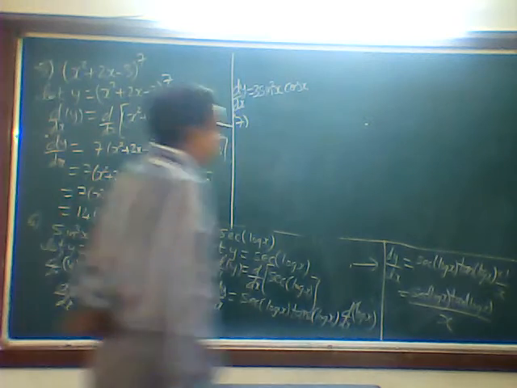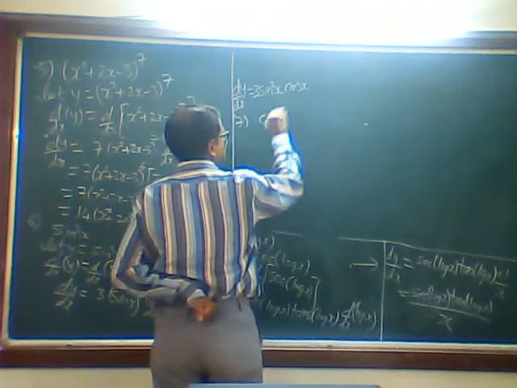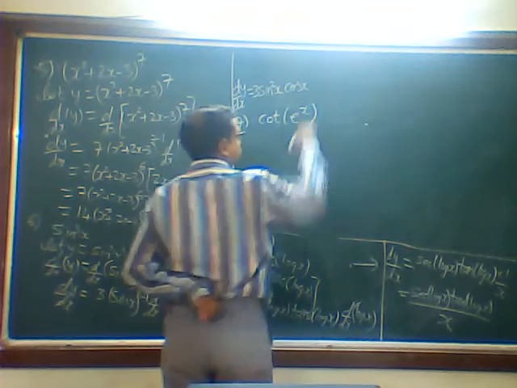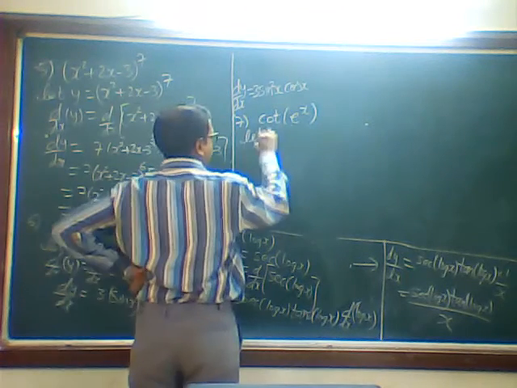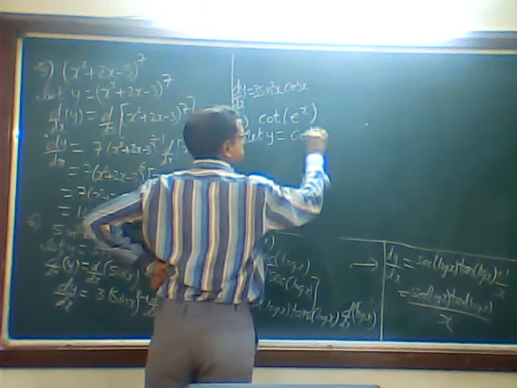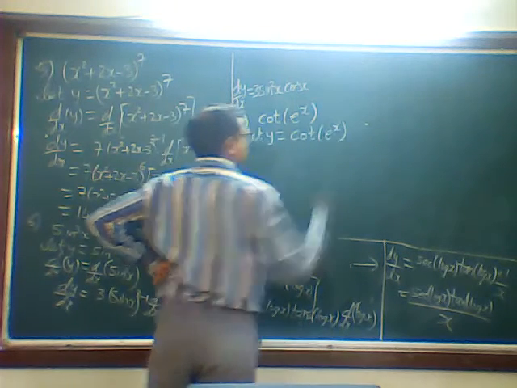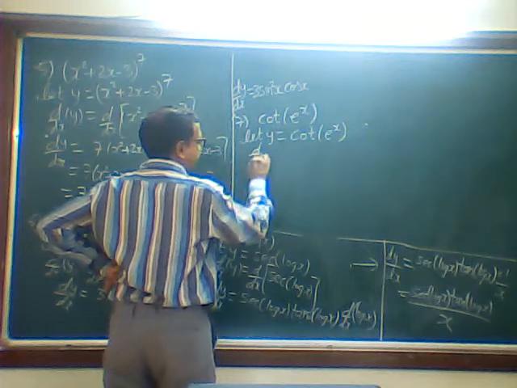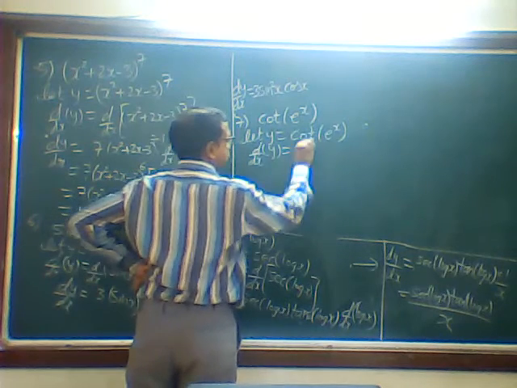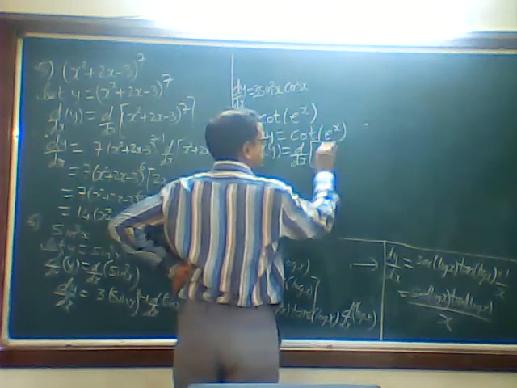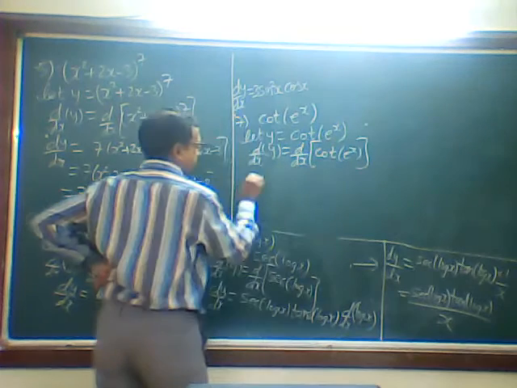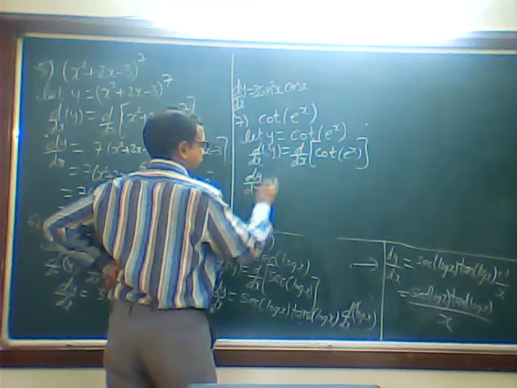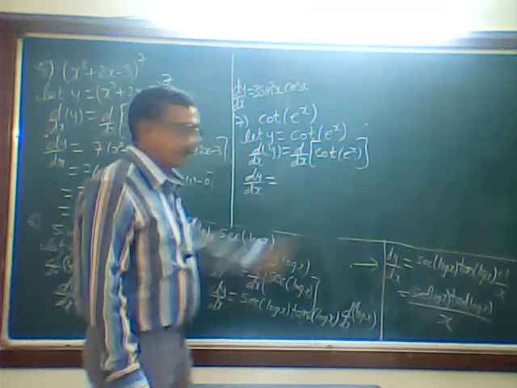Next, cot of e raised to x. So, let y is equal to cot of e raised to x. Then again I apply d by dx on both sides. Next, dy by dx is equal to cot of e raised to x.